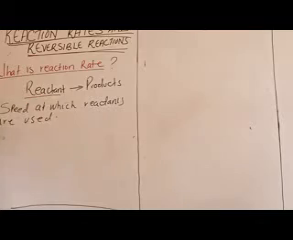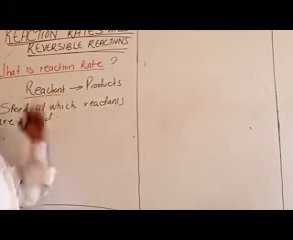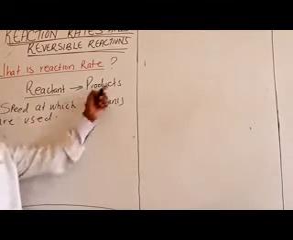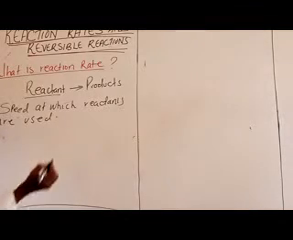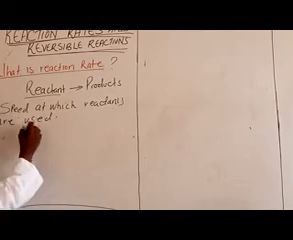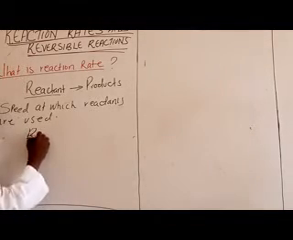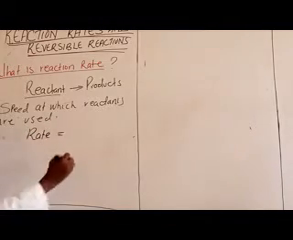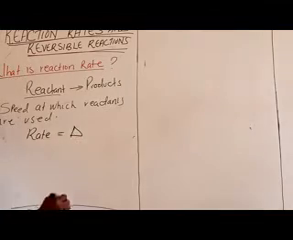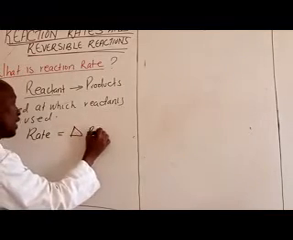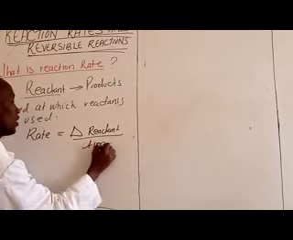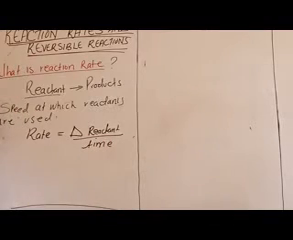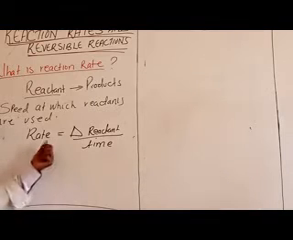Then, of course, on the same note, we would say that reaction rate is the speed at which the products are formed. Mathematically put, of course, we can say that the rate of a reaction is equal to the change in the amount of reactant over the change in time. That gives us our working definition of a reaction rate.